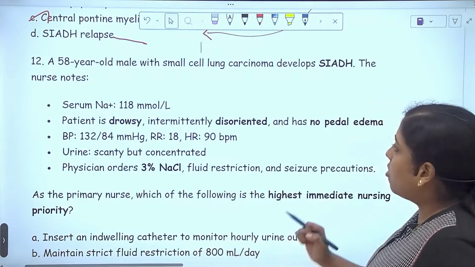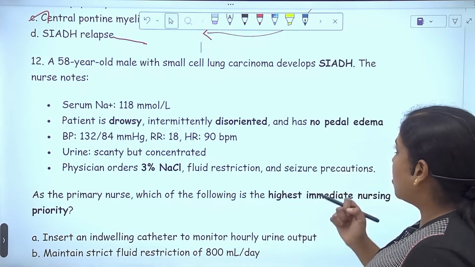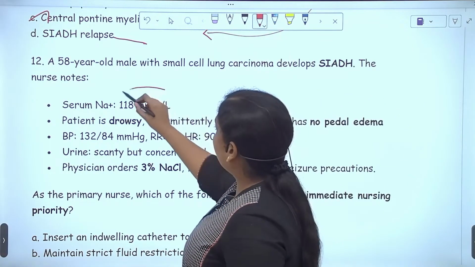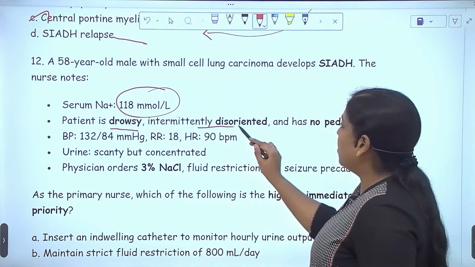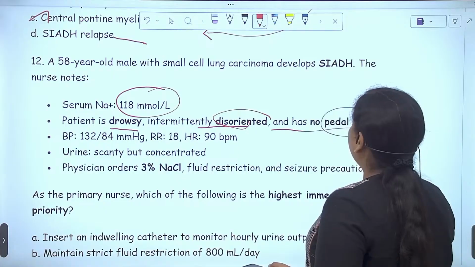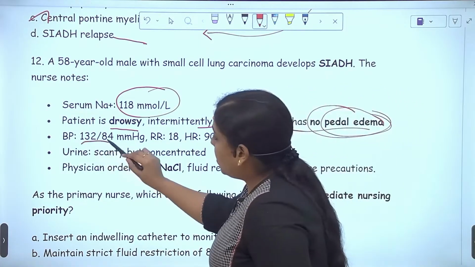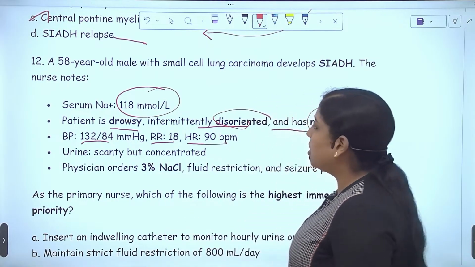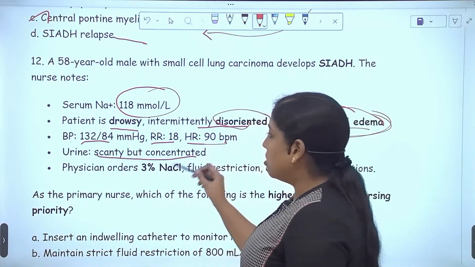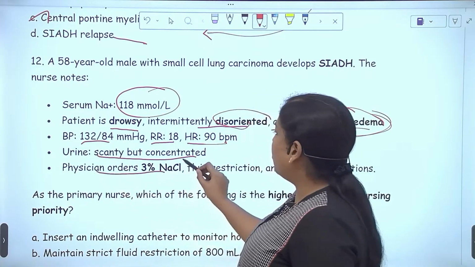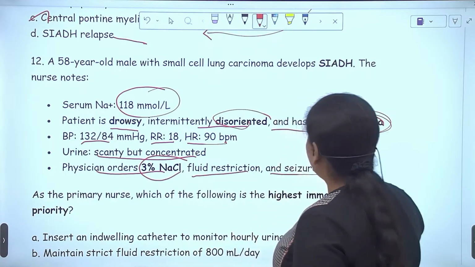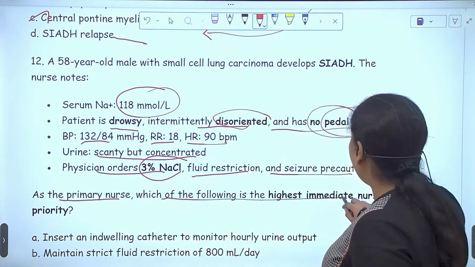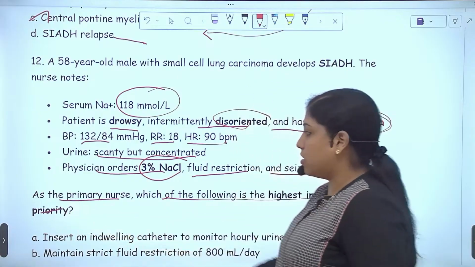A 58 years old male with small cell lung carcinoma develops SIADH. The nurse notes the serum sodium is 118, patient is drowsy, intermittently disoriented, no pedal edema. BP is 132/84, respiratory rate is 18, heart rate is 90 beats per minute, and scanty but concentrated urine is there. Physician orders 3% NaCl, fluid restriction and seizure precautions. As a primary nurse, which of the following is the highest immediate nursing priority?